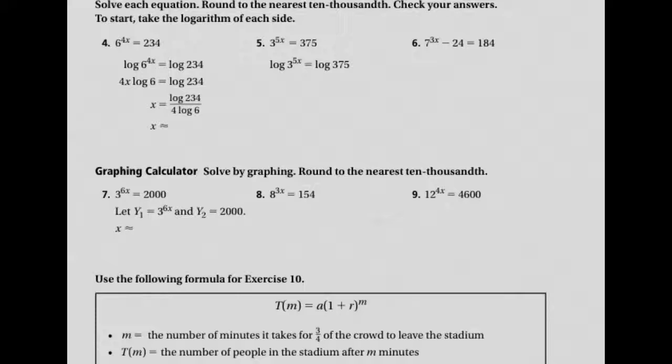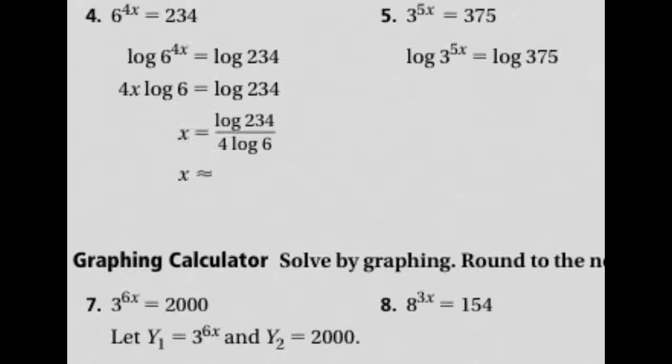Log of 234, according to my calculator, is 2.369. And log of 6, which I need to multiply by 4, log of 6 is 0.778.